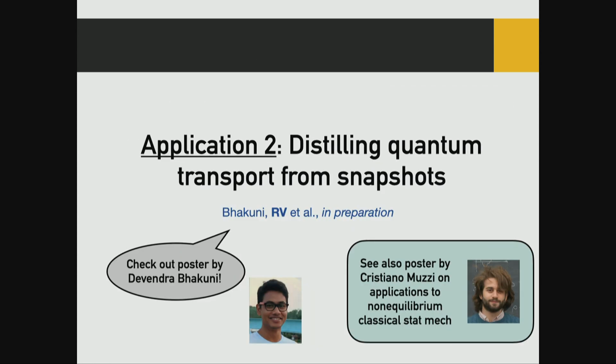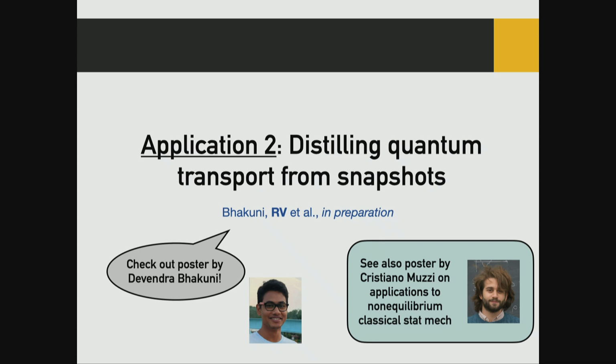OK, so in the last part of my talk, I'm going to show you some ongoing work. And here, really, the main character has been Devendra Bakuni, who has a poster in the poster session. And I would also like to advertise the poster by Cristiano, who is working on similar aspects, but for classical StatMech systems.